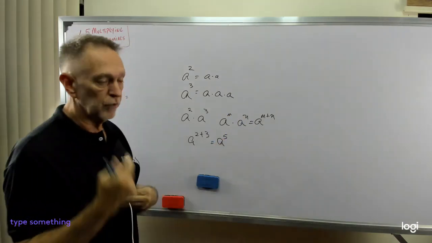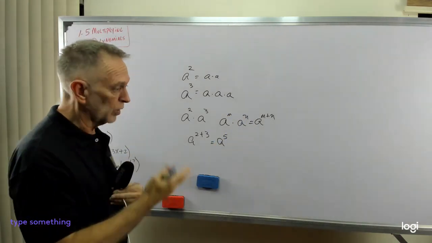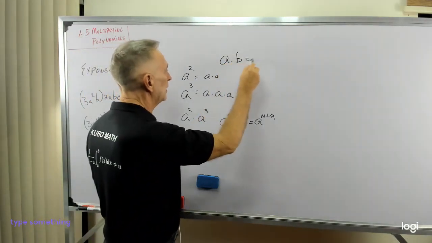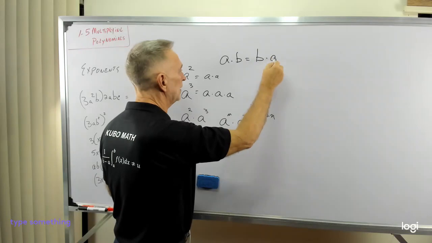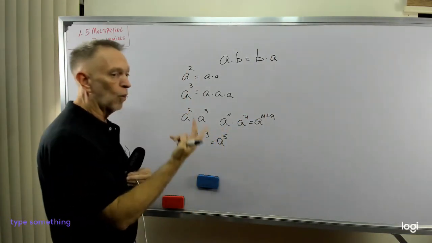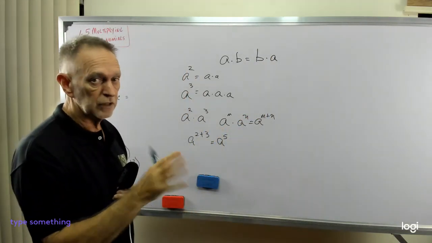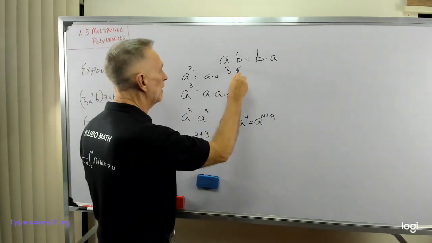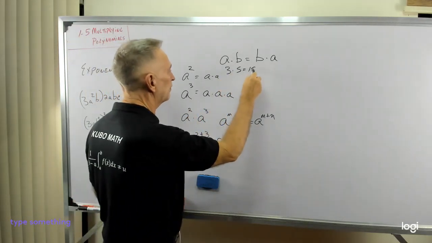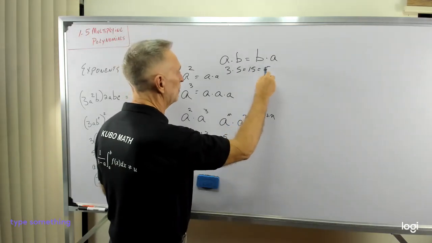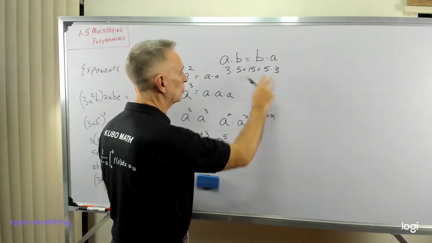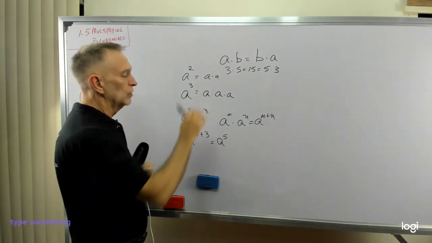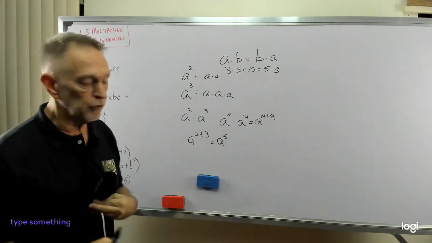So recall those. The other rule we may use, if I have a times b, it's the same as b times a. The order of multiplication doesn't matter in this case. So if I have 3 times 5, well, you know that's 15. And that's the same as 5 times 3. It's also 15. So those rules we're going to use in just a few moments.